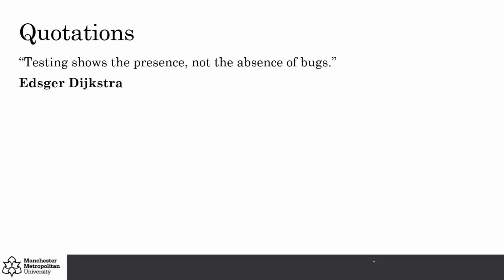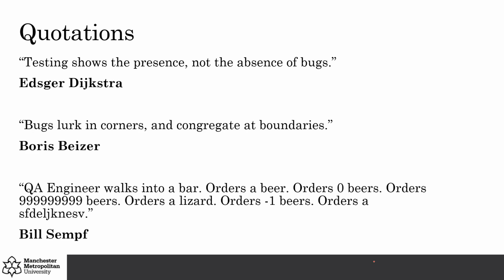Okay. So these are some quotations which sort of illustrate the importance of testing. So testing shows the presence, not the absence of bugs. Bugs lurk in corners and congregate at boundaries. And that last quotation I'm not going to read out because I'm probably going to have some trouble pronouncing that word. So that last quotation is just to illustrate, you know, when we're testing for the extremes. So a QA engineer walks into a bar, orders a beer, orders 0 beers, orders, you know, millions of beers, orders a lizard. That's just to give you a representation of what we're trying to test for here.